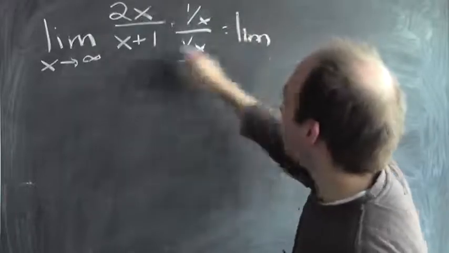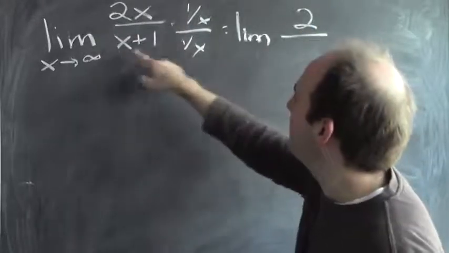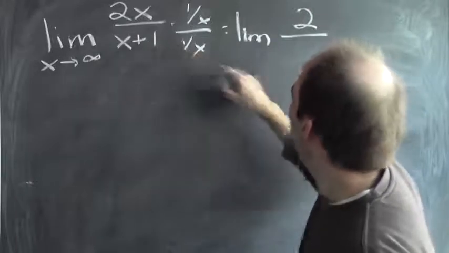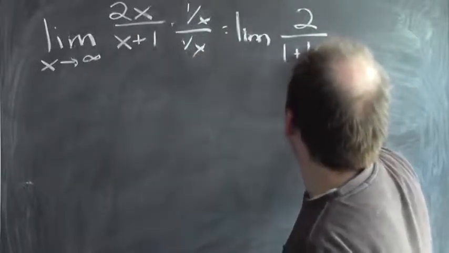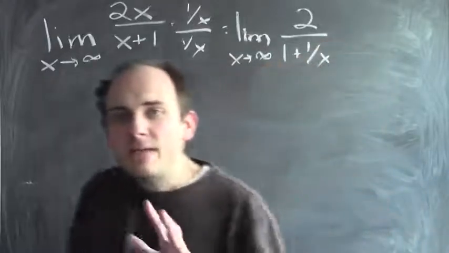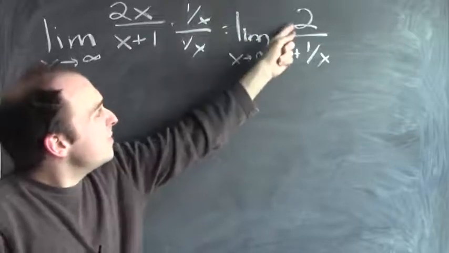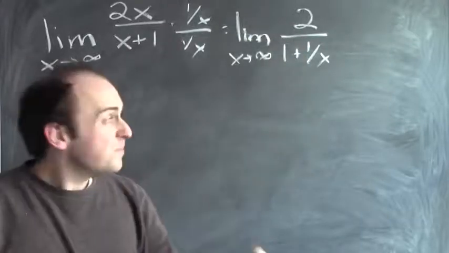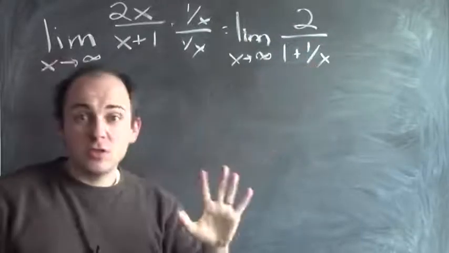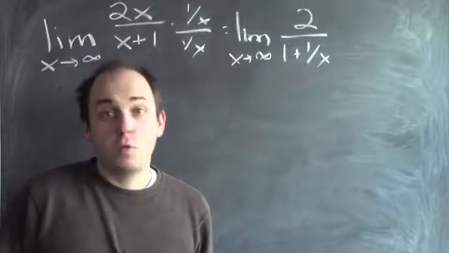This limit is now the limit of 2x times 1 over x, which is 2, divided by the limit of x plus 1 times 1 over x, which is 1 plus 1 over x. Maybe it doesn't look like I've made a lot of progress here, but this is huge progress. The limit of the numerator is now a number, it's 2, and the limit of the denominator is also a number, and a non-zero number at that. So I can use my limit law for quotients.